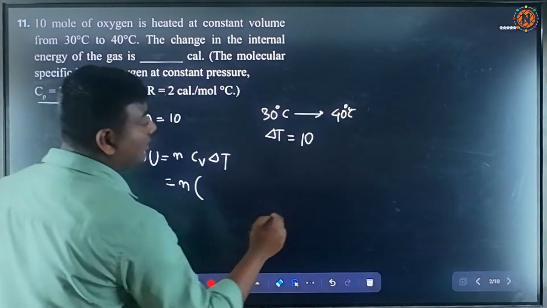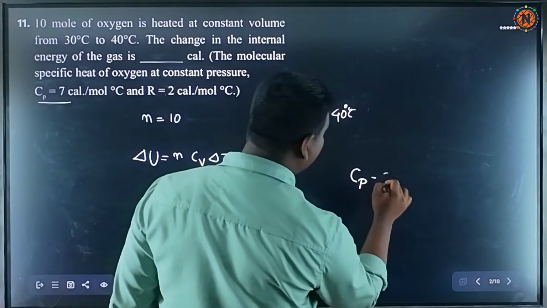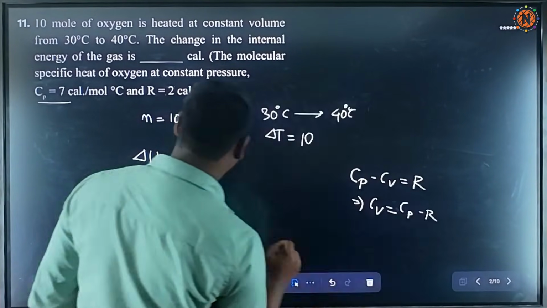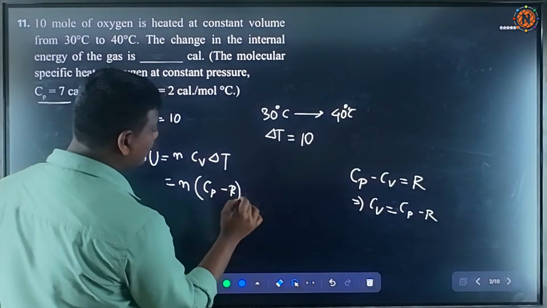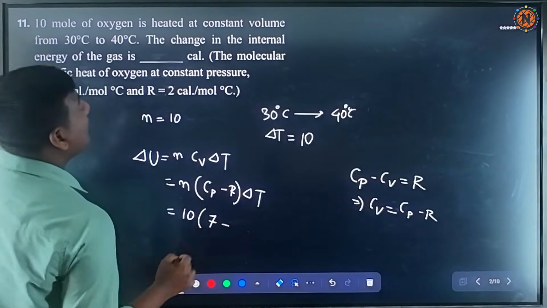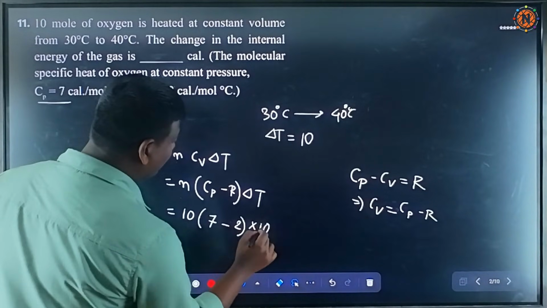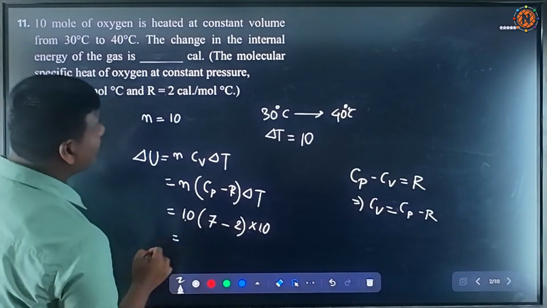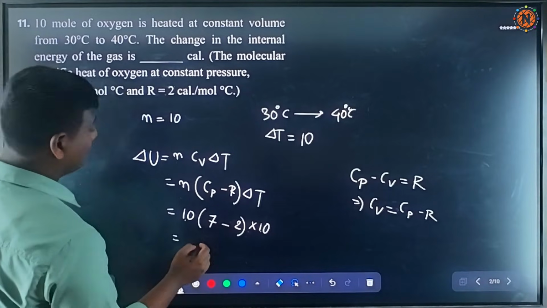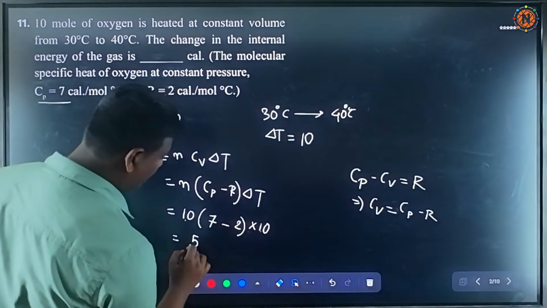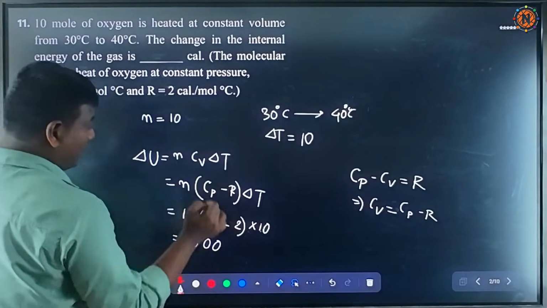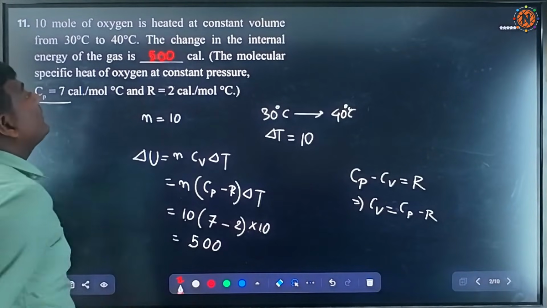So we already know the relation between Cp and Cv: Cp minus Cv equal to R. So from here Cv equal to Cp minus R. So delta U can be written as n into Cp minus R into delta T. Okay, n is given as 10, Cp is given as 7, R is given as 2, and delta T is 10. So 10 into 10 will be 100, and 7 minus 2 will be 5. So 500 calorie. So the answer will be 500. Yes, very easy question, direct question.